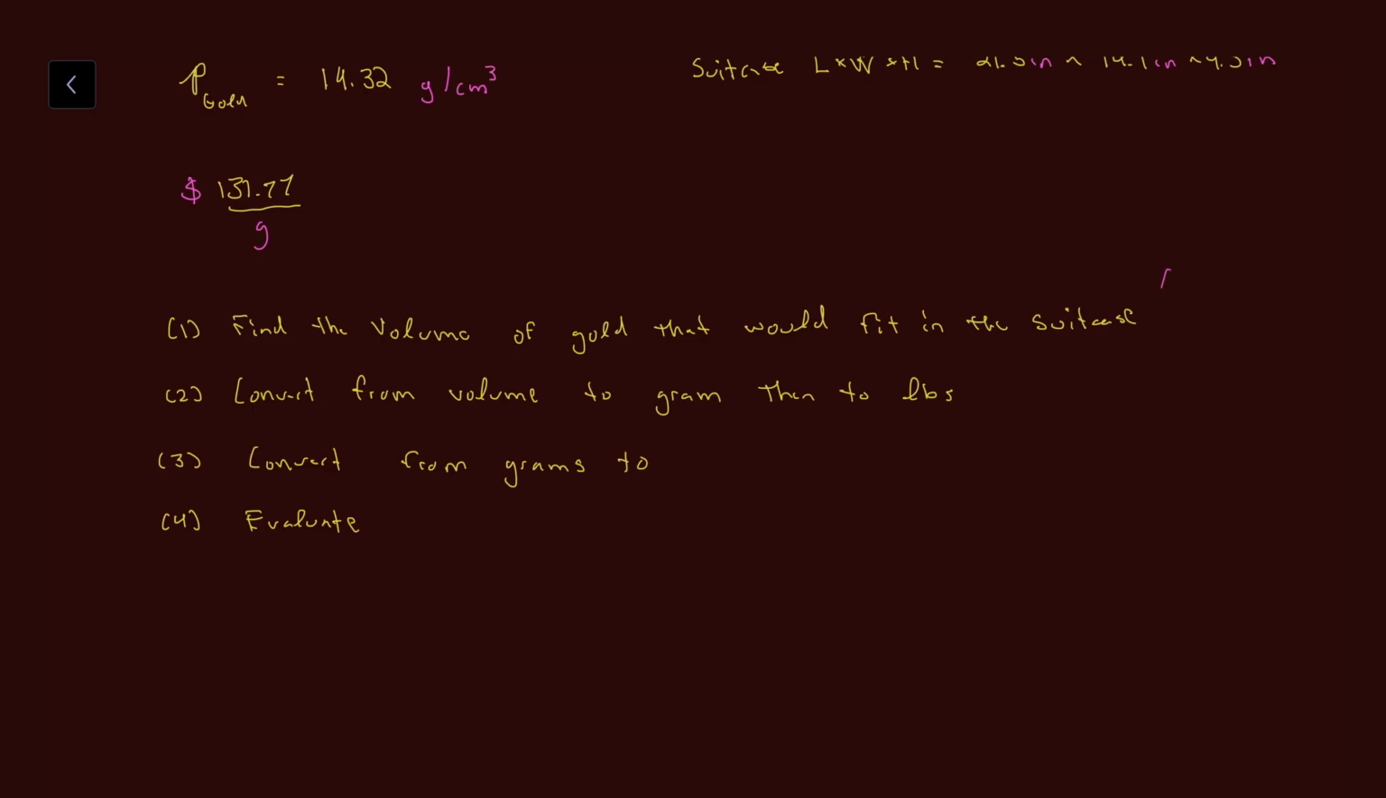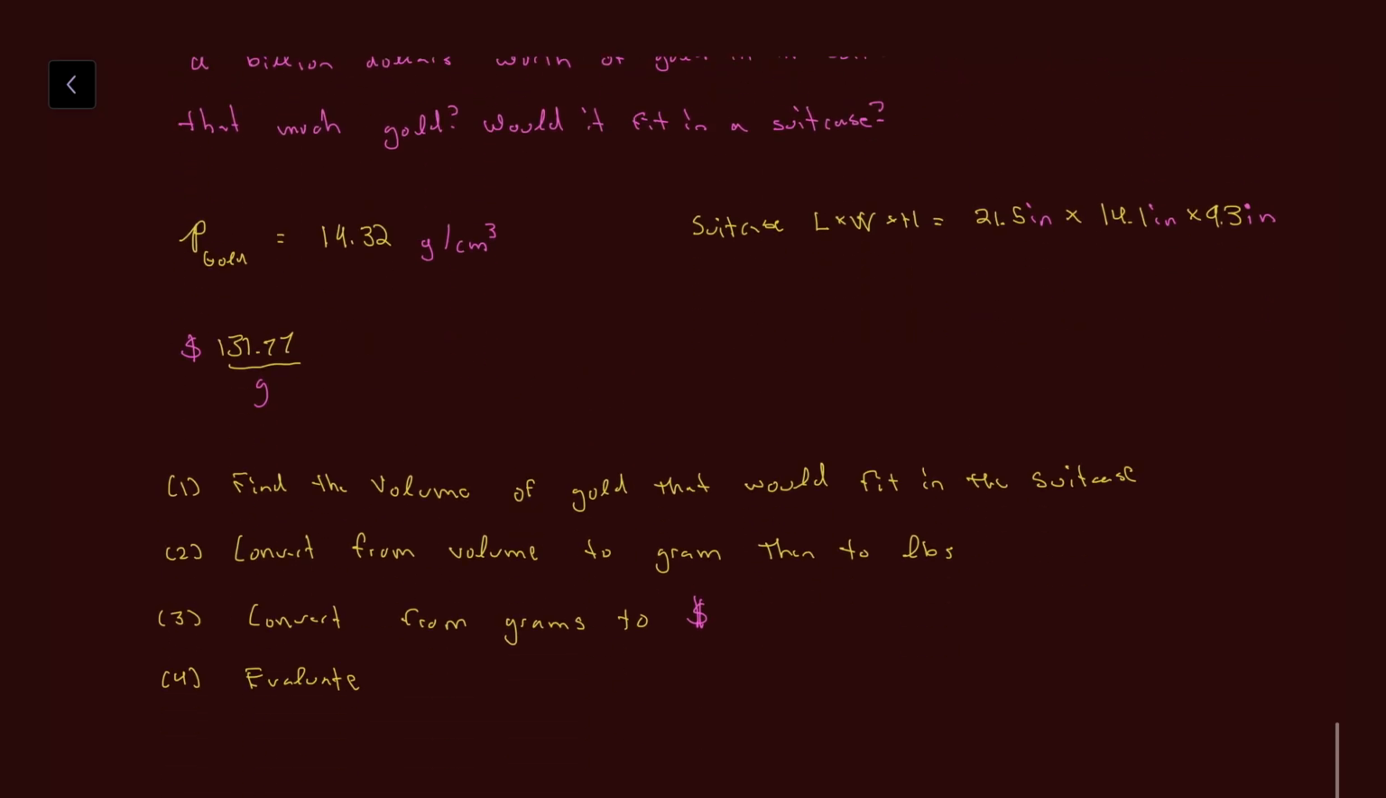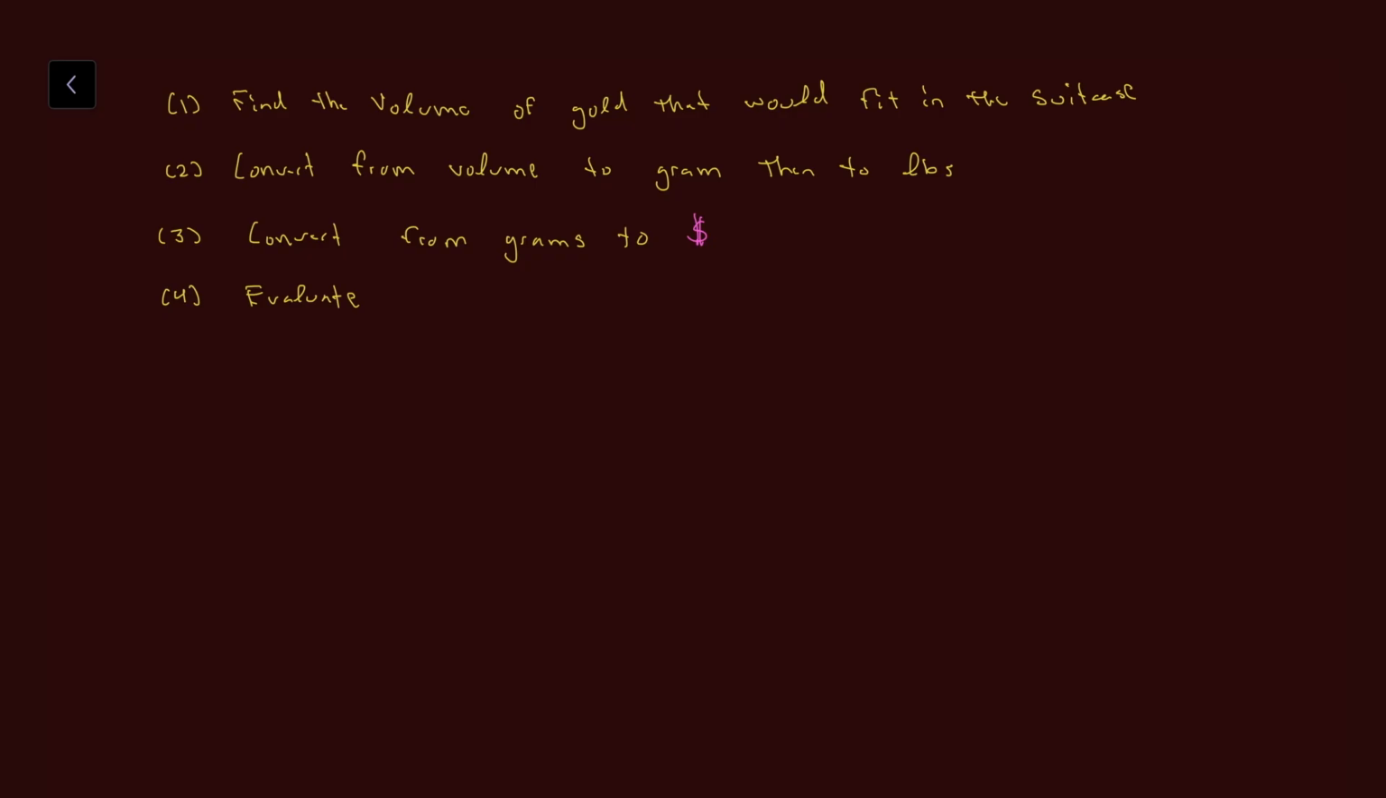The first thing we're going to do is find the volume of the gold that would fit in the suitcase, which pretty much is just finding the volume of the suitcase. Then we're going to convert this volume to grams and then to pounds to see if a human would actually be able to carry that many pounds. After that, we convert from grams into money to compare the money that would fit in the suitcase to the $1 billion that he supposedly fits in a suitcase. Step number 4 is to evaluate. Now, with that game plan all said and explained, let's start with number 1, converting the volume.